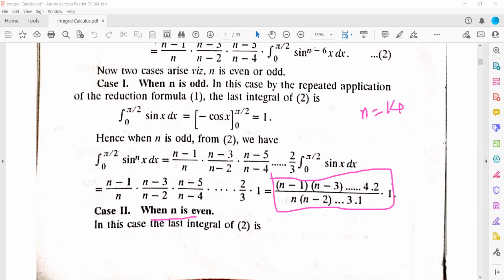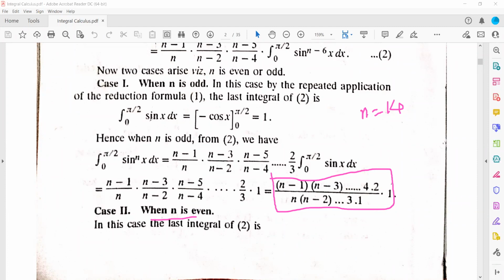Because you are getting N, then after that N minus 2, then N minus 4, N minus 6, N minus 8, N minus 10, N minus 12, N minus 14. So N is 14, so 14 minus 14, that is 0. So in the last term, the power of sine will be 0. So sine to the power 0, what will be the value? 1. Anything to the power 0, that value is 1.